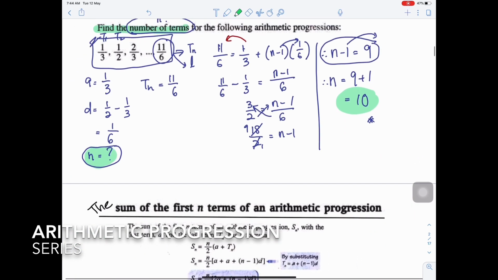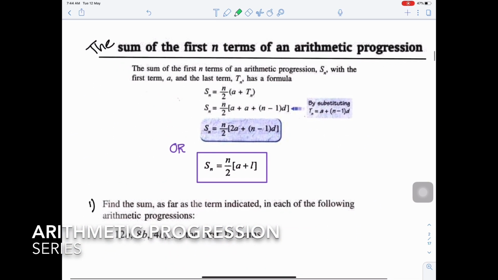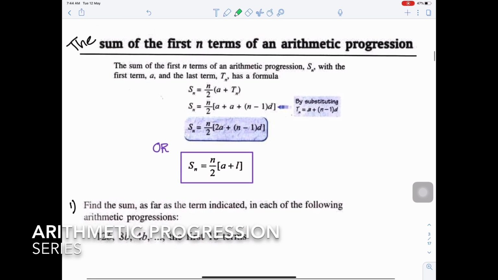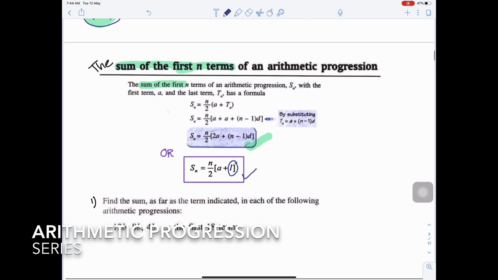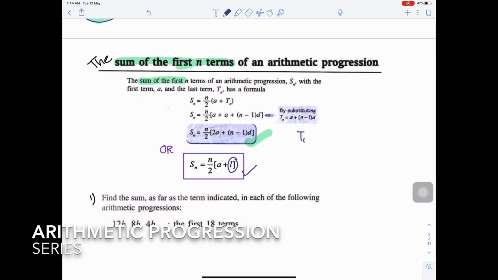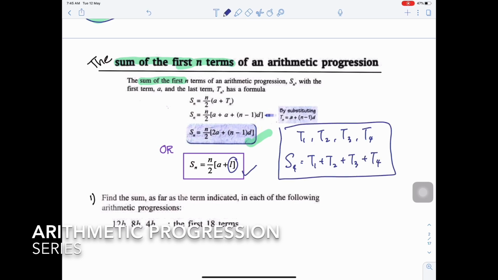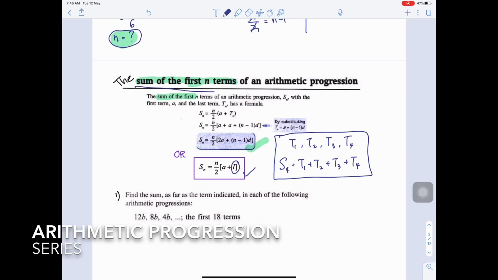Now the next subtopic, we go to the sum of the first n terms of an arithmetic progression. This is the formula for the sum of the first n terms. If we have the last term L, this is the second formula. Let's say we have 4 terms: term 1, term 2, term 3, and term 4. So S4 equals term 1 plus term 2 plus term 3 plus term 4. This is the basic concept of the sum of the first n terms.